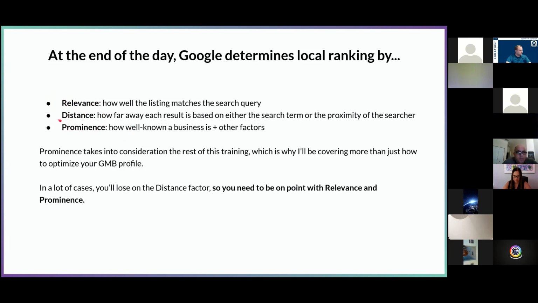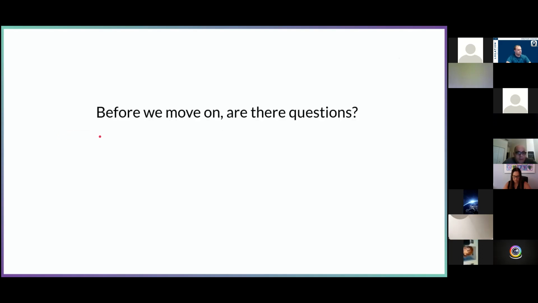Because you can't really control distance. Your location is your location, but we can control a lot of the prominence aspects, and that's what we want to do. Okay, so that was part 1 of the training, just specifically on Google My Business profile optimization.